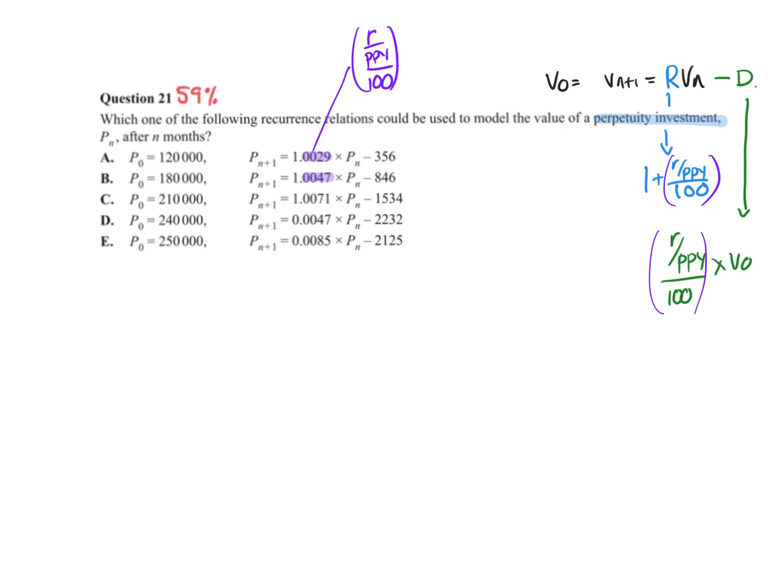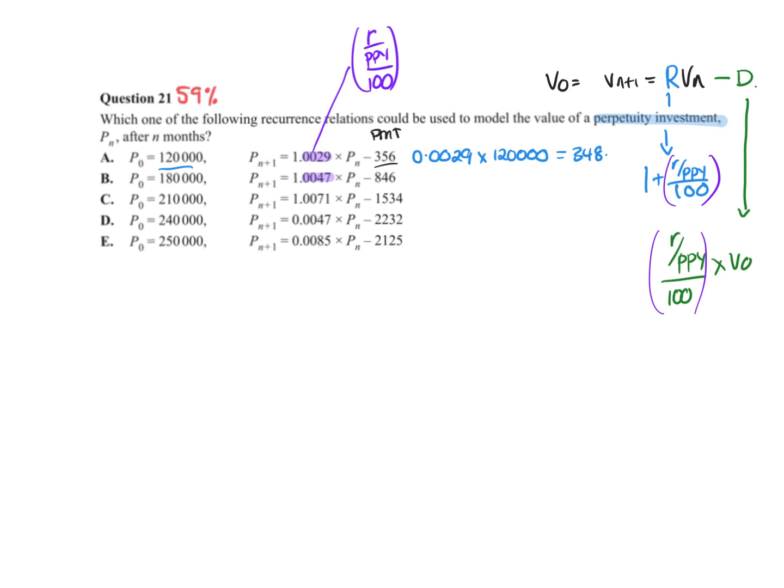So I check out the first one. What I'm going to do is 0.0029 times the V0, the 120,000, and I end up with 348. Now that doesn't match the payment here, does it? It's not the same. So because that's not the same, this one's not a perpetuity.